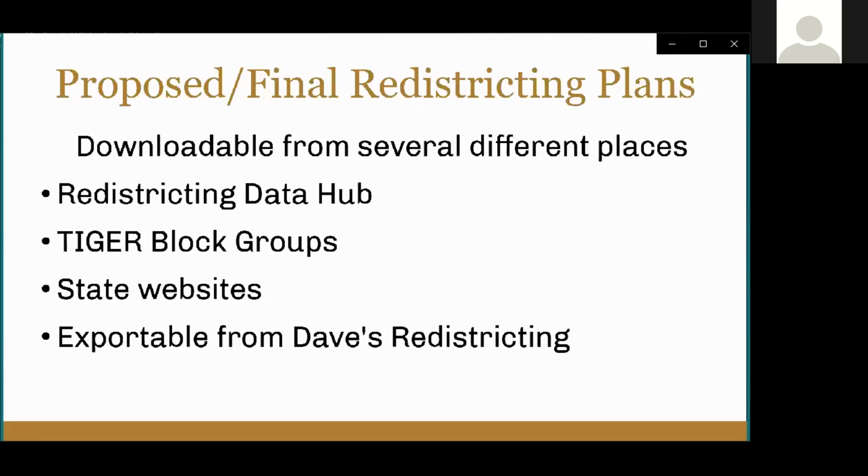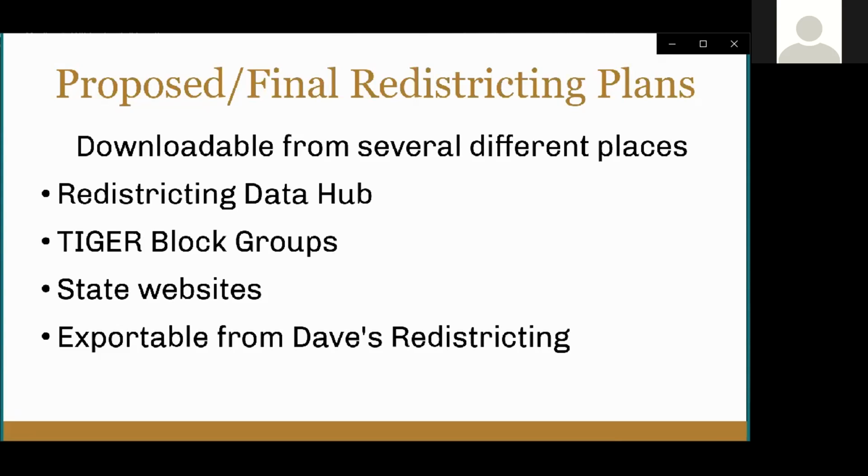To get your final or proposed redistricting plans, today I downloaded the Massachusetts data from Redistricting Data Hub directly in shapefile format. You can also use the block groups from the census, such as Tiger Maps. State websites will frequently provide redistricting maps in good spatial formats. And you can also, I've done this in the past, export the proposed data from Dave's Redistricting. There is a way of getting the actual proposed plans from Dave's into QGIS. We won't go into that today, but do know that it's possible. You basically just export the GeoJSON and then re-import the GeoJSON into QGIS.